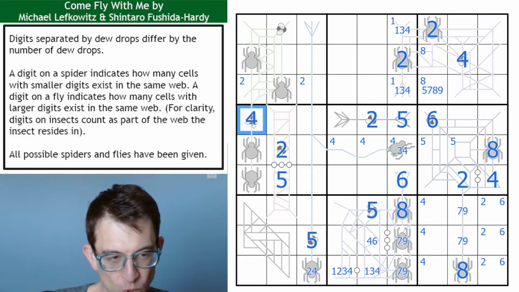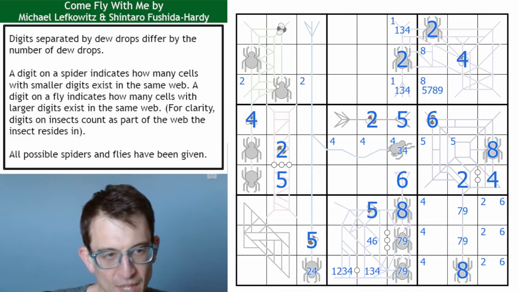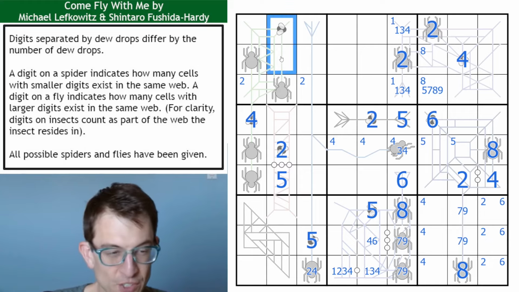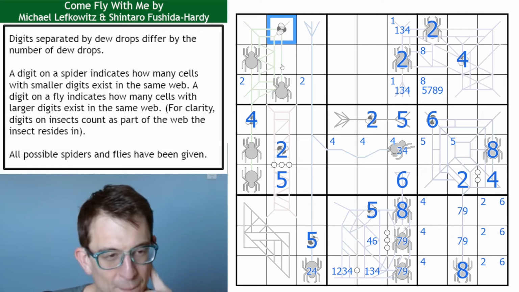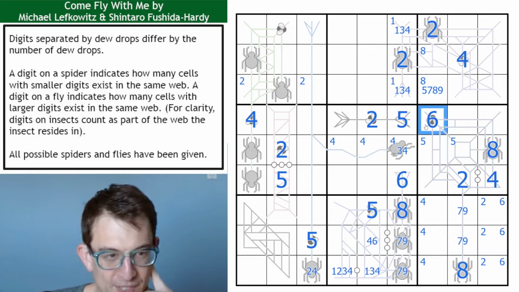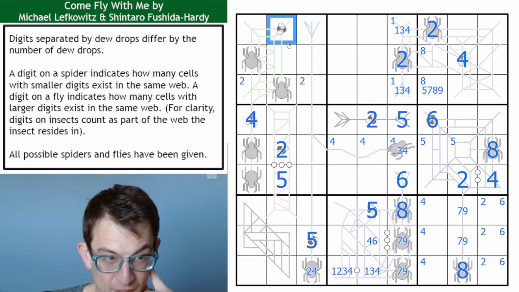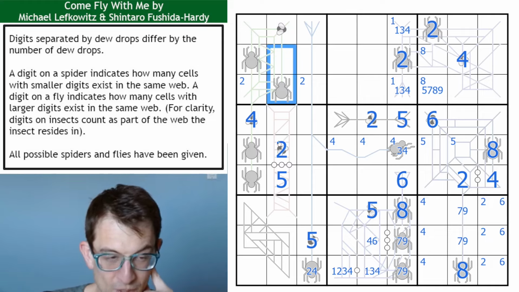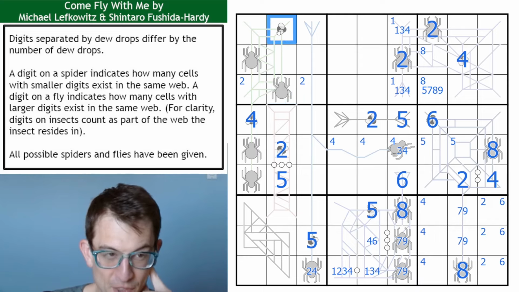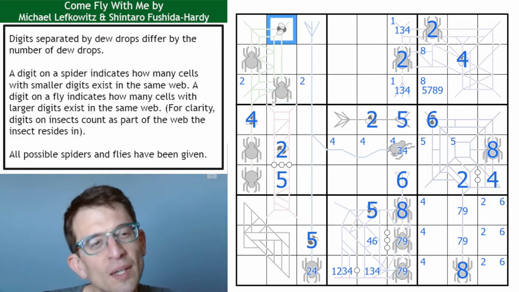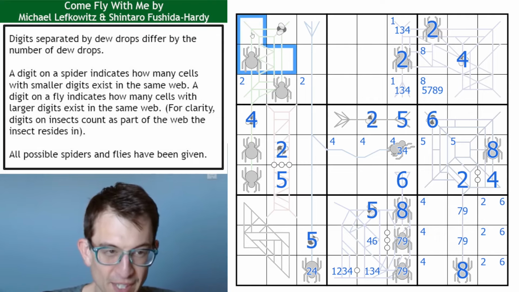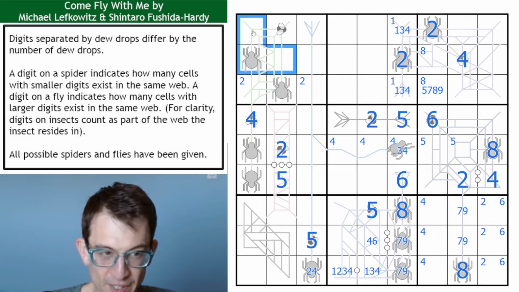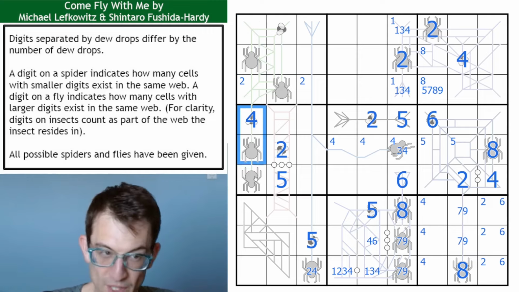Because now I've got a 4 here. I've got 2 spiders and another. Let's think about this fly. The flies, I think, are actually more useful. But this one doesn't see as many digits. So this could be 2, 1. No, this can't be 3. Because if it's a 3, for the same reason this couldn't be a 3, I get at least 3 digits higher than 3 here, and at least 1 digit higher than 3 here.